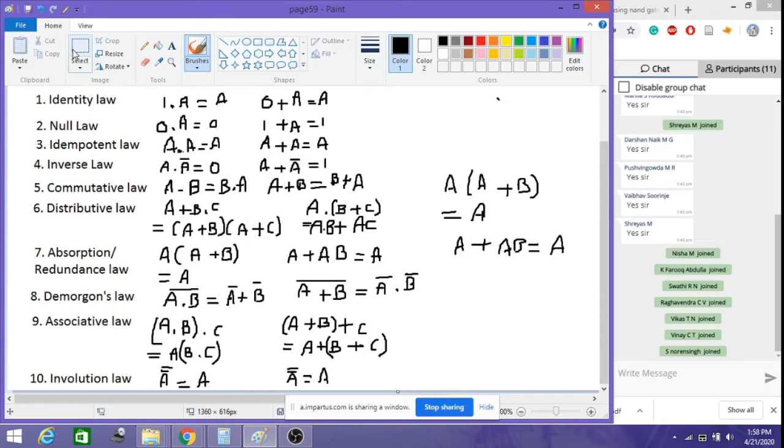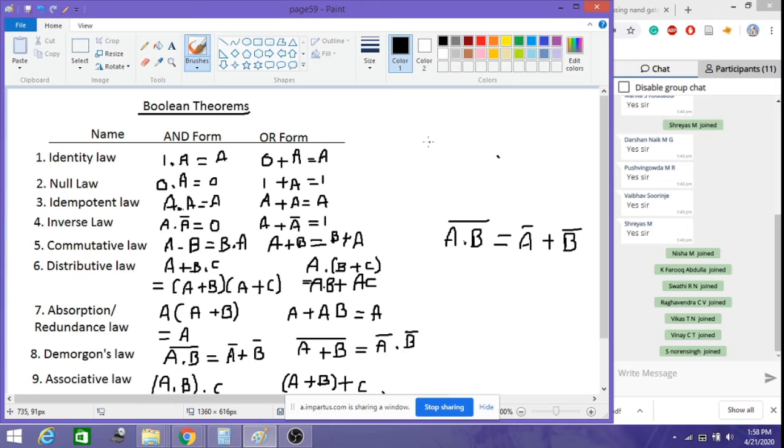Next, coming to De Morgan's theorem. De Morgan's theorem says that if we take the complement of a product of terms, for example the complement of A into B, this will be equal to the complement of A plus the complement of B. This we can look into with a simple example. Let us take A and B as a truth table: 0 0, 0 1, 1 0, 1 1.